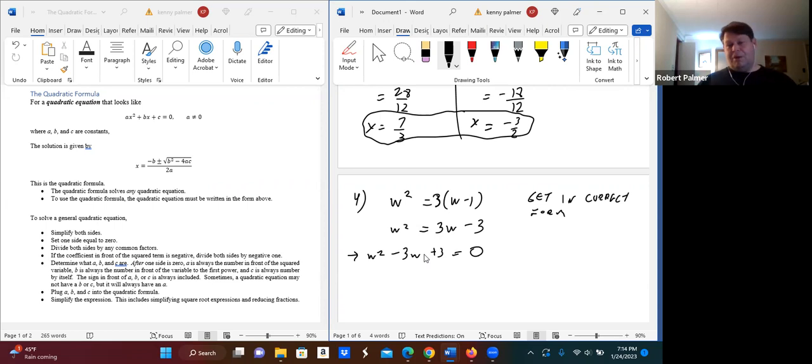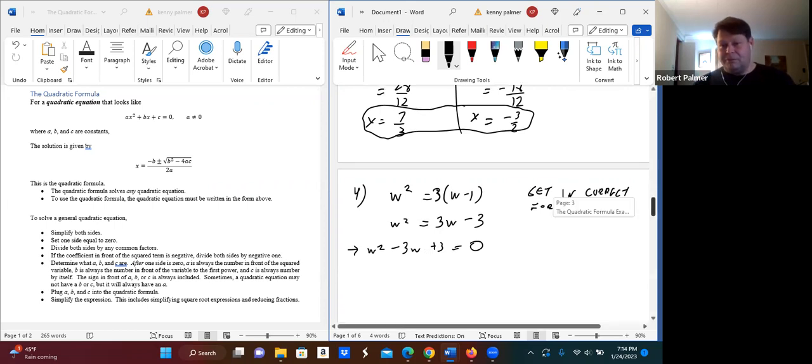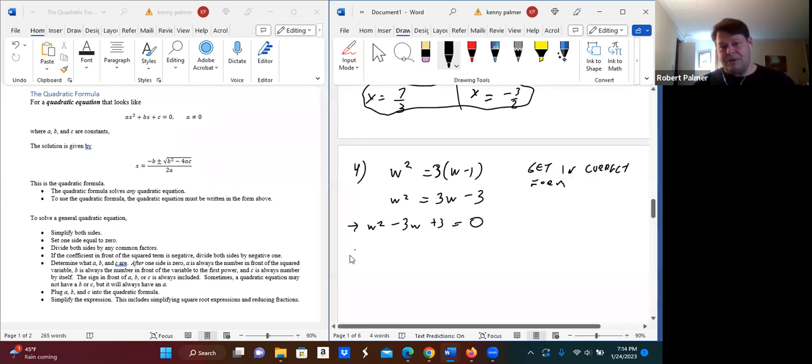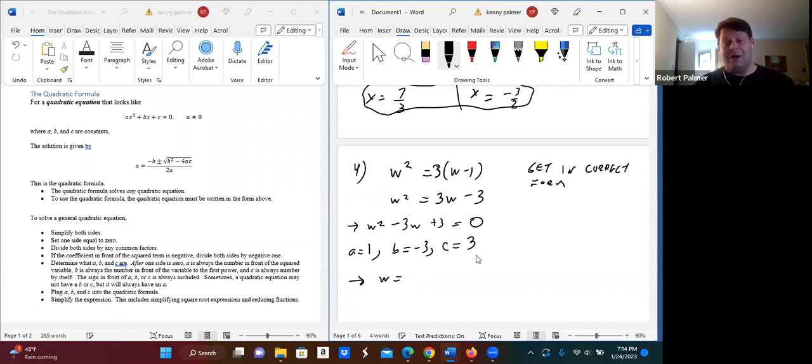Okay. Now, same thing as before: a, b, and c. So a is the coefficient from the squared term, which is 1. b is the coefficient from the variable term, which is negative 3. And c is the constant by itself, which is positive 3. Now, plug all these in. This time it was w, not x.